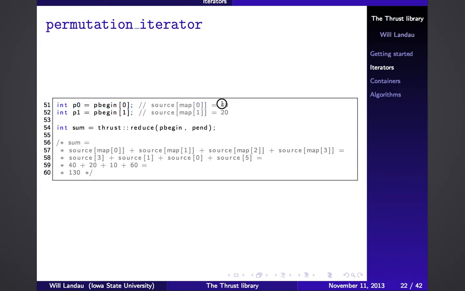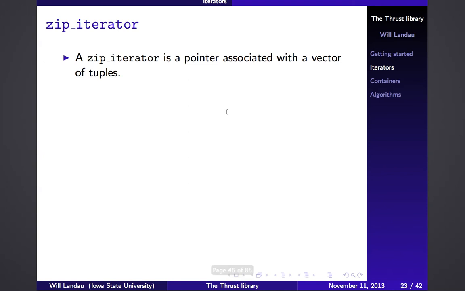So, and that's going to be 40. Similarly, pBegin of 1 is source of map of 1, which happens to be 20. The zip iterator, I'm not really going to go into detail, but it's here in case you're interested.